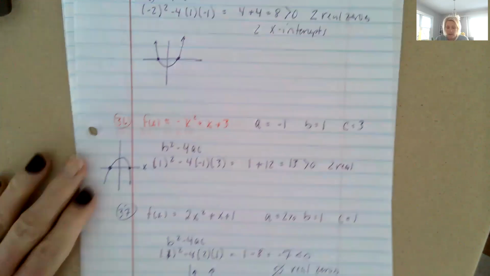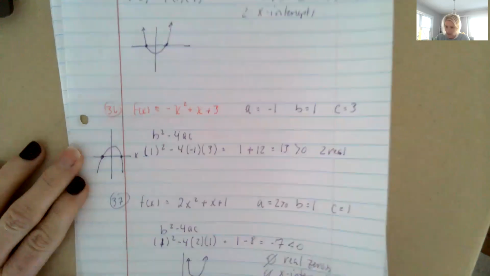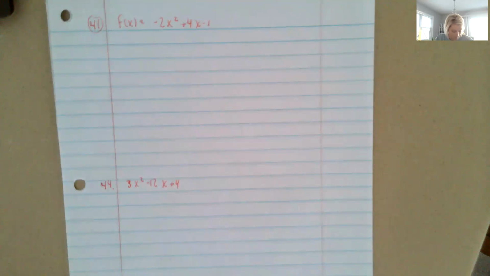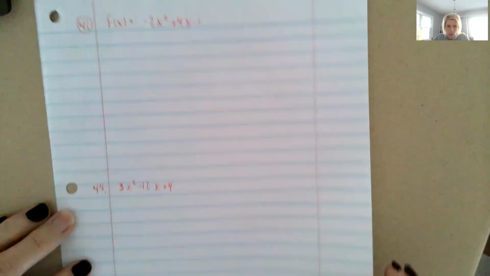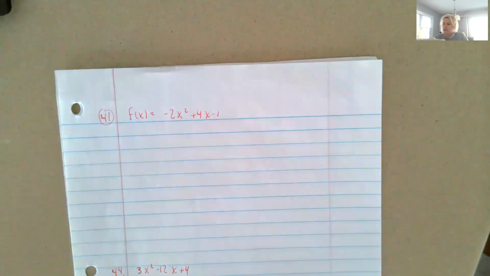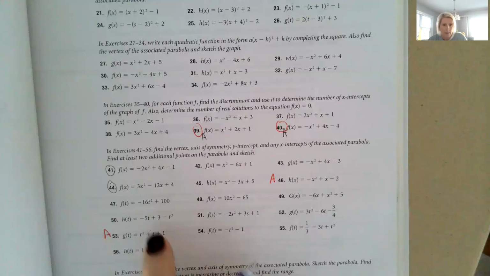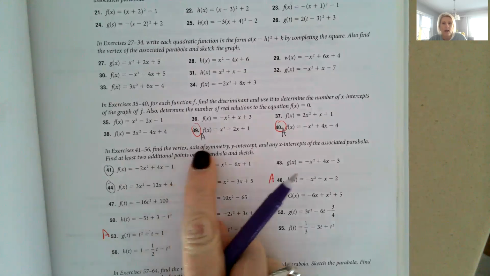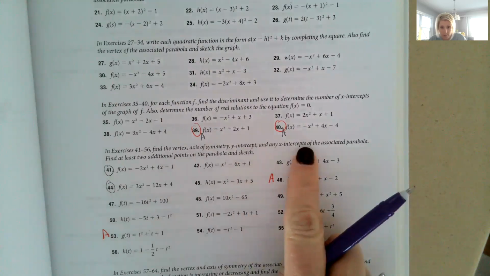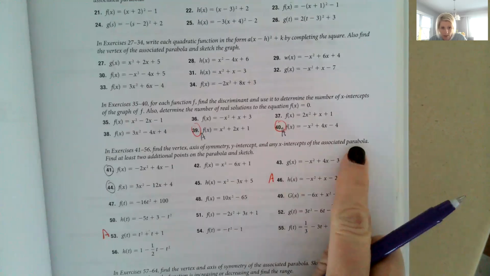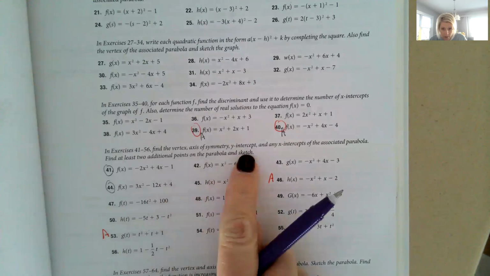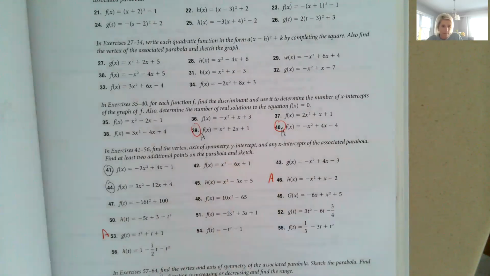Okay, so let's investigate some more fun details and other ones. So 41 is the next one I would like to do, and let's read the instructions. 41 says, find the vertex, axis of symmetry, y-intercept, and any x-intercepts of the associated parabola. Find at least 2 additional points on the parabola and sketch. Okay.